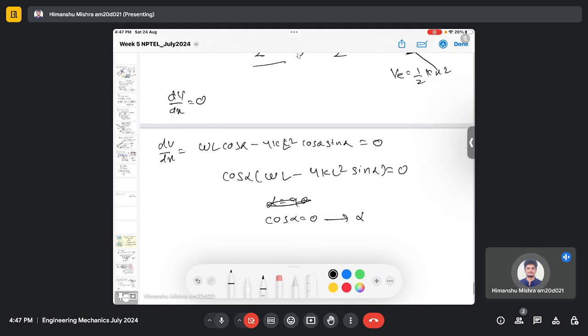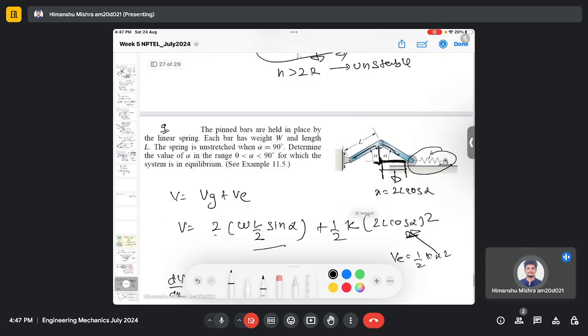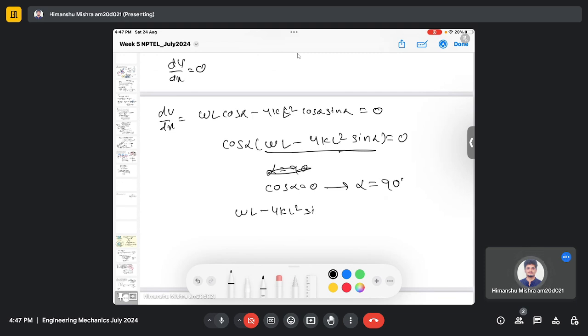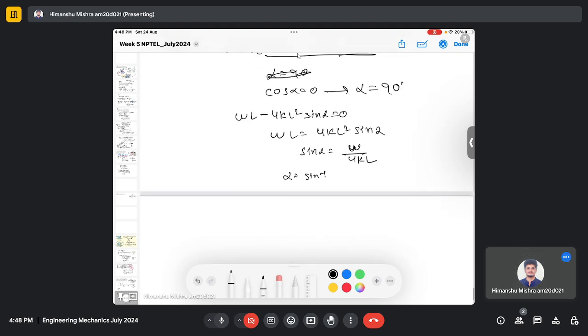So from this condition I will have alpha equals 90 degrees, which is the equilibrium condition, and we have already been given in the question that at the equilibrium condition the spring is unstretched. And from this we have WL minus 4KL square sin alpha equal to 0. So WL equals 4KL square sin alpha. So sin alpha is W by 4KL. So my alpha is sine inverse W divided by 4KL. So this is my other equilibrium angle.